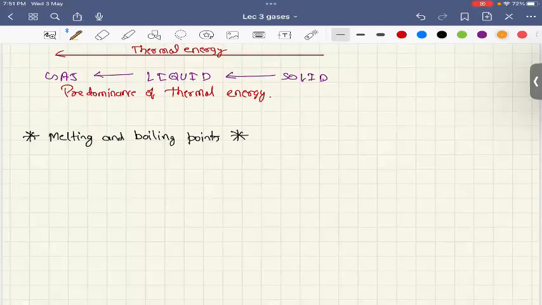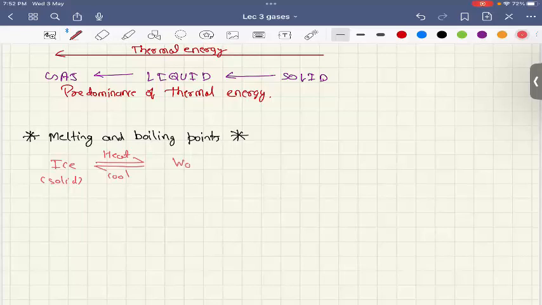Let us assume that we have this ice, which is a solid. It can get converted, if we heat or cool, into water, which is a liquid. When we heat water or cool vapor, what we get is steam, which is the gas phase, right?